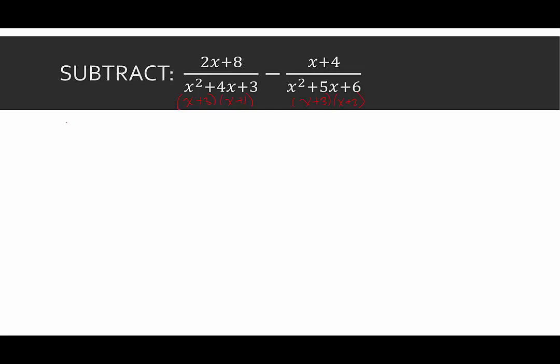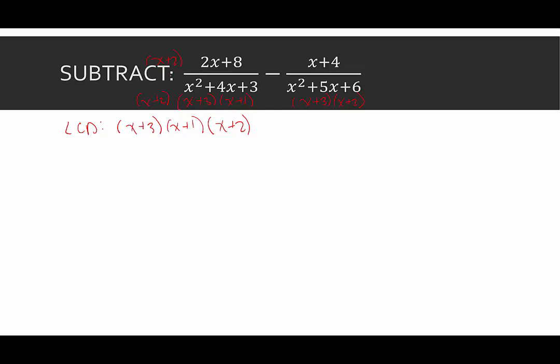Next, let's identify our least common denominator. So the least common denominator needs to include a factor of x plus 3, which actually appears in both denominators, so that's good. We also need a factor of x plus 1, and we also need a factor of x plus 2. So we need these three factors because these are the factors that make up any denominators. And if this is our least common denominator, this first fraction is missing the factor of x plus 2. So we're going to multiply both the denominator by x plus 2 and the numerator by x plus 2.